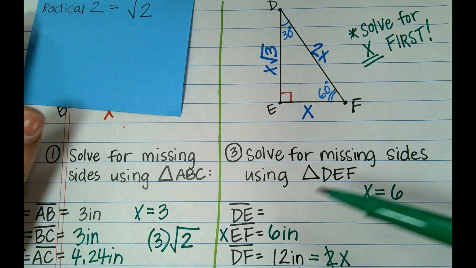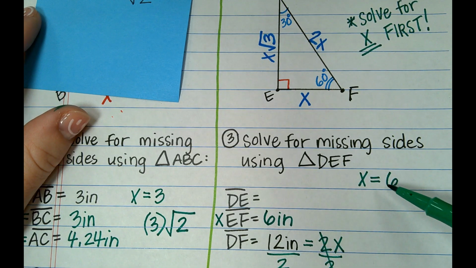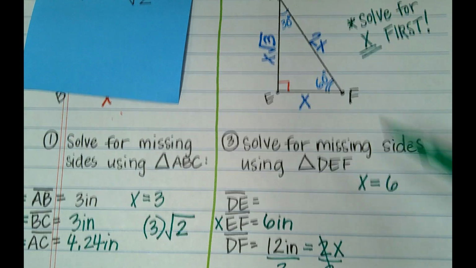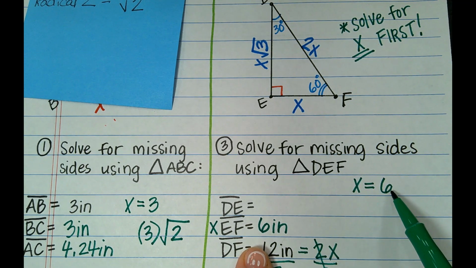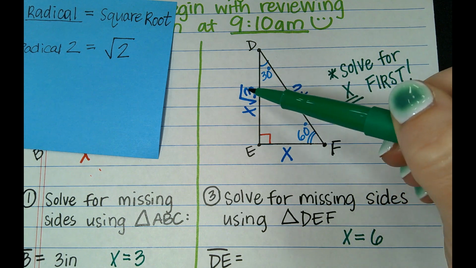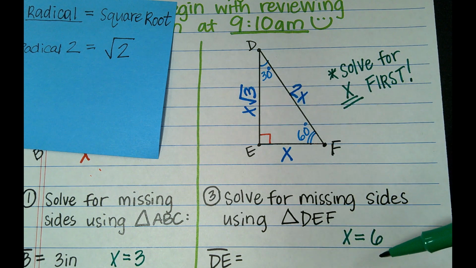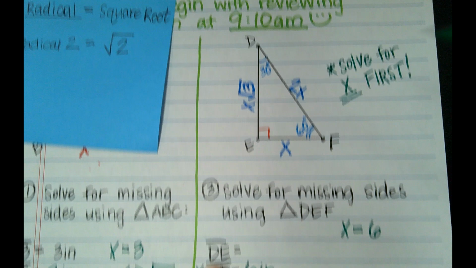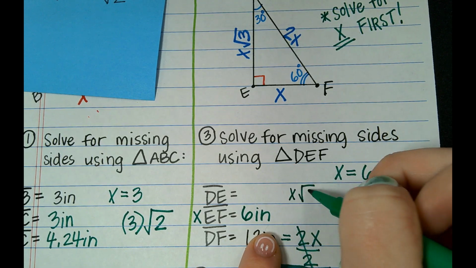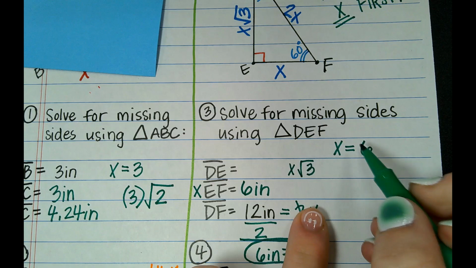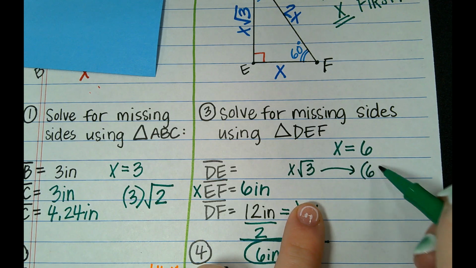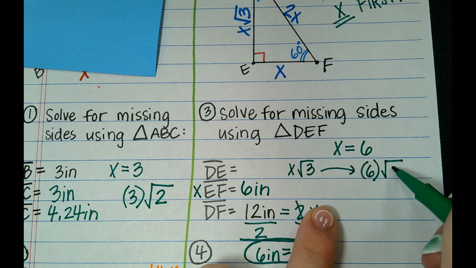Radical. Good. Okay, so you said 6 radical 3. So we know x is 6. I know from D to E is x radical 3. So we're just going to take that x value and plug it in. D to E is x radical 3, so we're replacing x with the 6 radical 3.